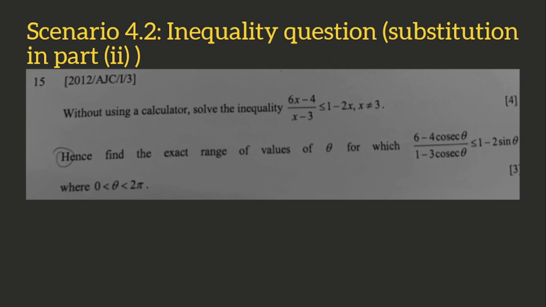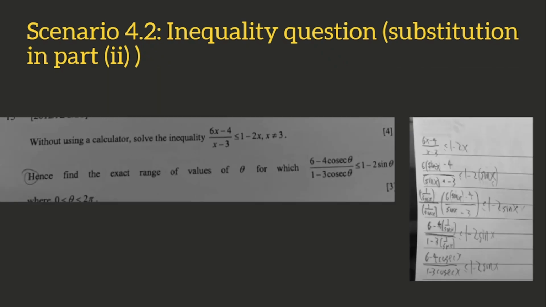So here's another question, which actually uses trigonometry to figure out the new transformation. In this case, you have (6x - 4)/(x - 3) less than or equal to 1 - 2x. I'm not going to focus on the actual answer for the first part. I just want to show the transformation. So you notice that if you replace x with sin x in the 6x - 4, x - 3, and 1 - 2x, you can actually get the answer. So the right hand side is quite obvious. You just replace x with sin x.